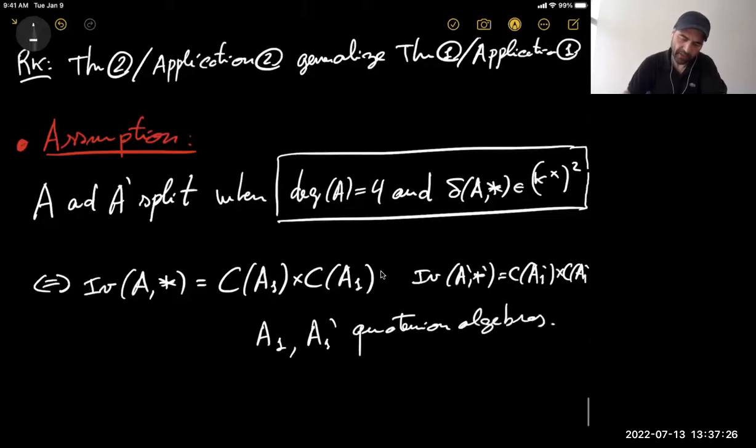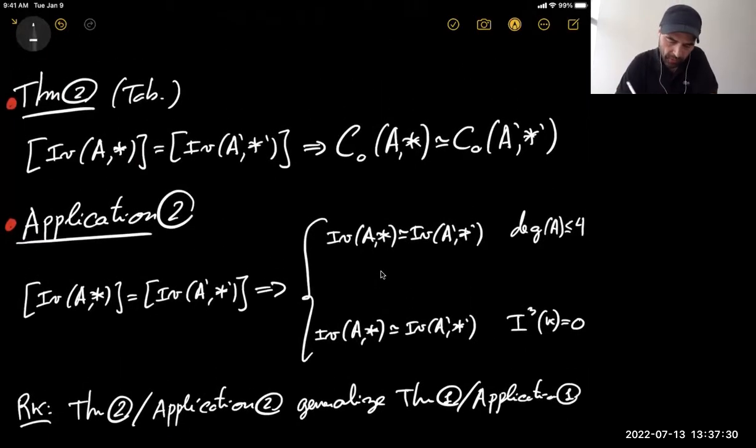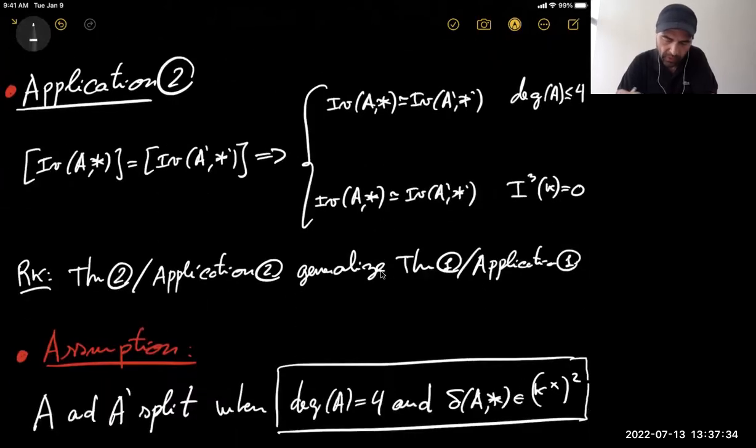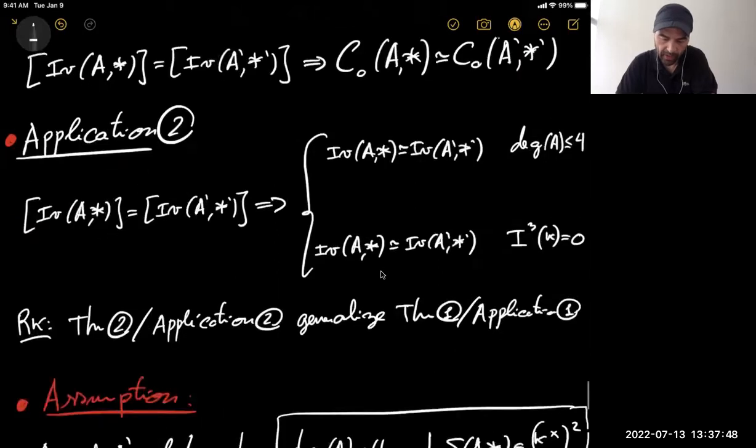So I'm saying that for this theorem, theorem 2 and application 2, in this case of degree 4 and trivial discriminant, I need to restrict myself to quadrics. I'm still generalizing to theorem 1 and application 1, but in this particular case, this theorem and this application are actually false. And let's see why.